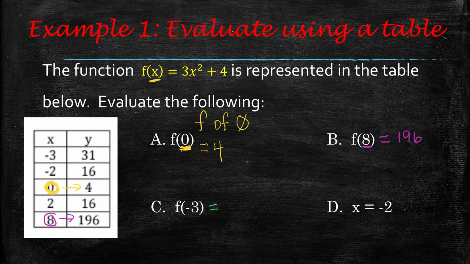All right, hopefully you were able to find x as being negative 3 right here, and so therefore f of negative 3 is 31. And then last but not least, even though they've written it differently, they want to know x is equal to negative 2. You're going to find where x is equal to negative 2. You're evaluating the function, and so therefore it's going to be equal to 16.